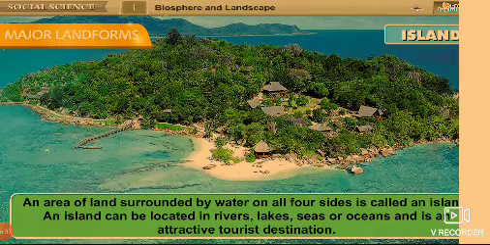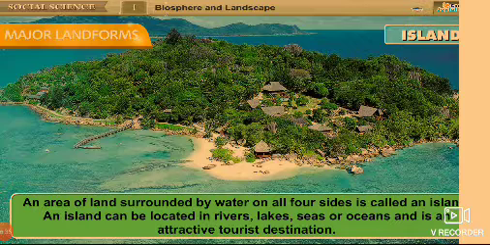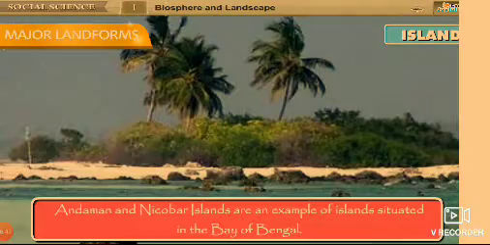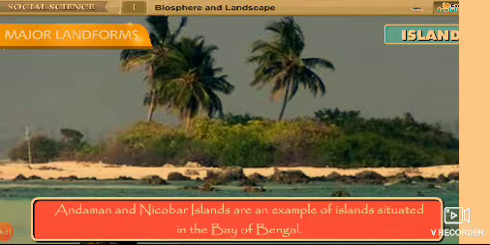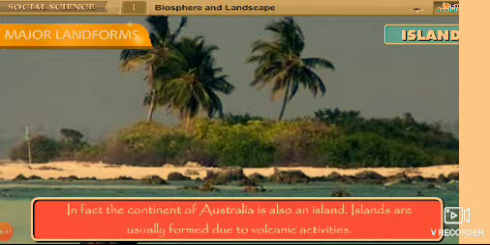Islands. An area of land surrounded by water on all sides is called an island. An island can be located in rivers, lakes, seas or oceans and is an attractive tourist destination. The Andaman and Nicobar Islands are an example of islands situated in the Bay of Bengal. In fact, the continent of Australia is also an island. Islands are usually formed due to volcanic activities.